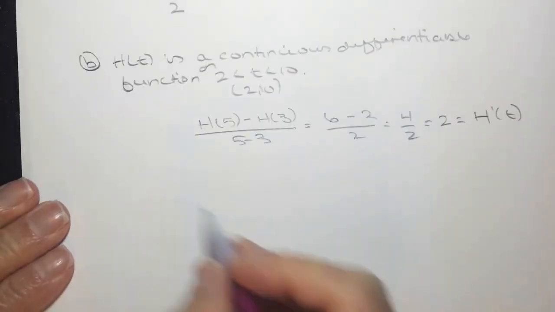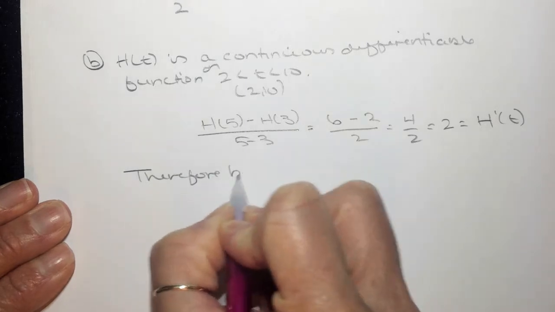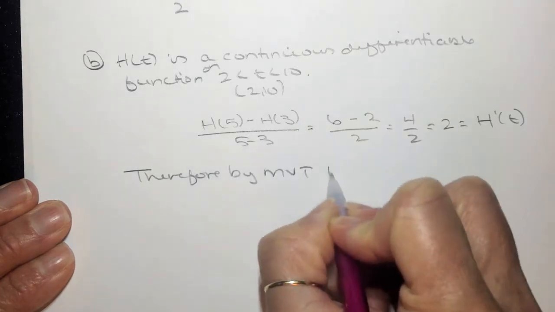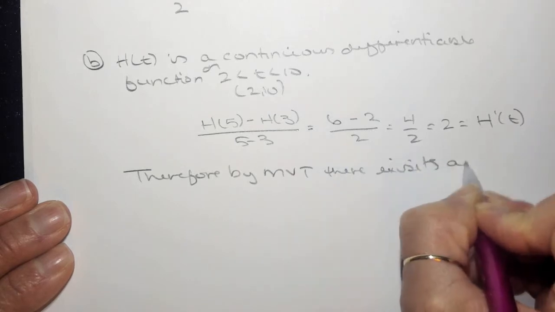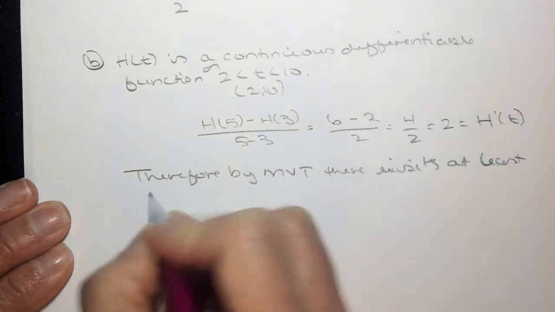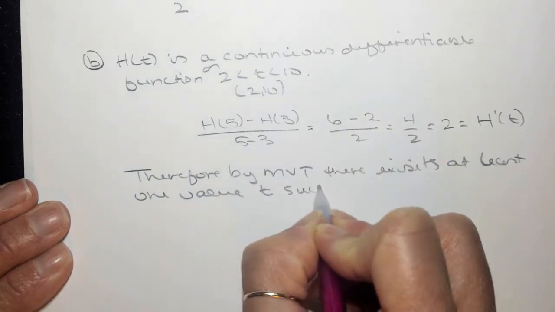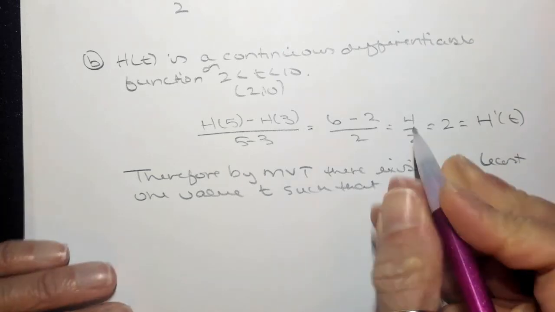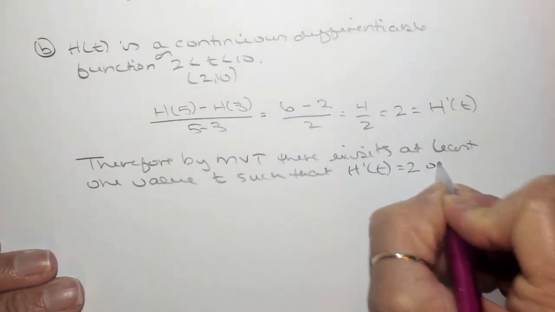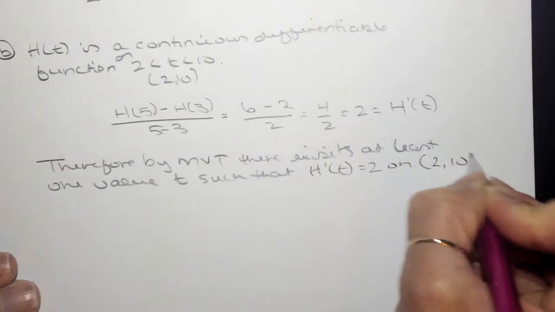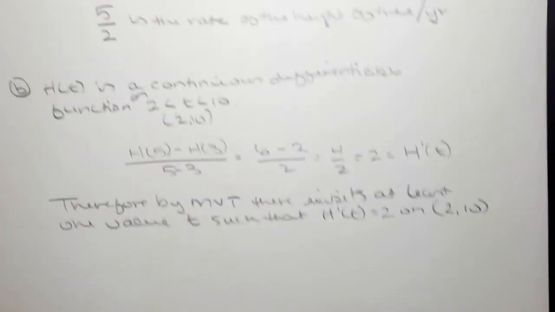So then we could say, therefore, by the MVT, there exists at least one value t such that h prime of t is equal to 2 on the interval from 2 to 10. Okay? All right. So part C.